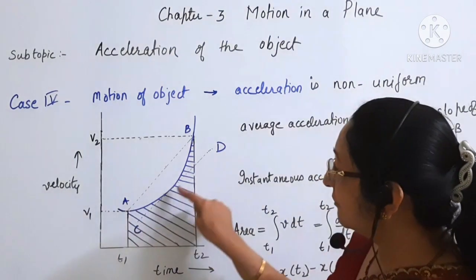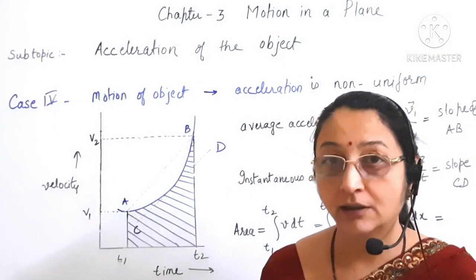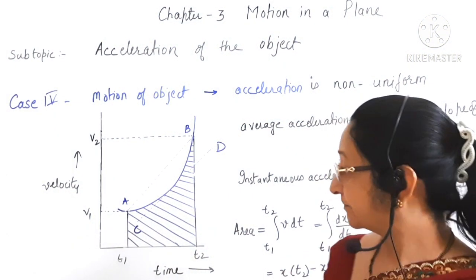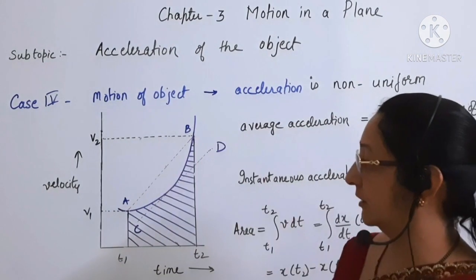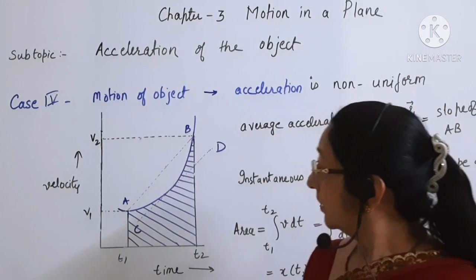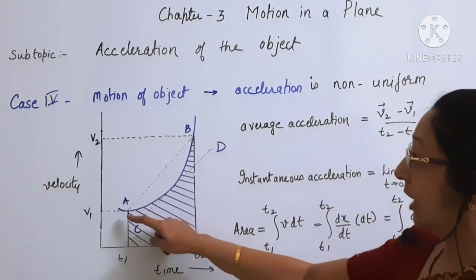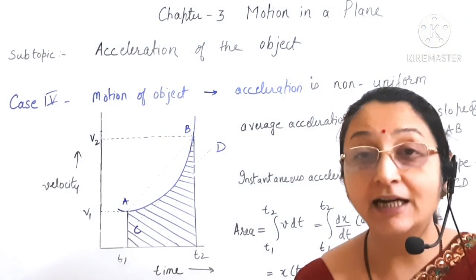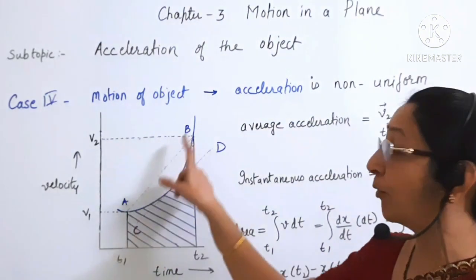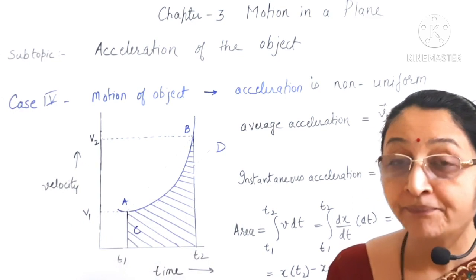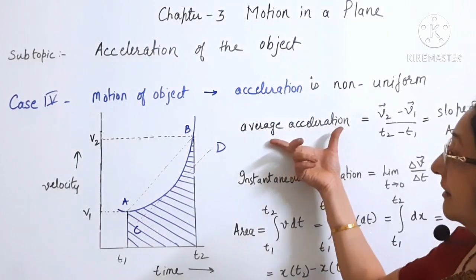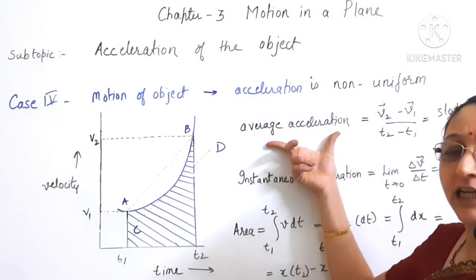So in this way, this is the path of the object. The object is moving. This is the path of the object. Now the average acceleration: how much the object is accelerated when it has moved from point A to point B. The average acceleration is the change in velocity upon time.